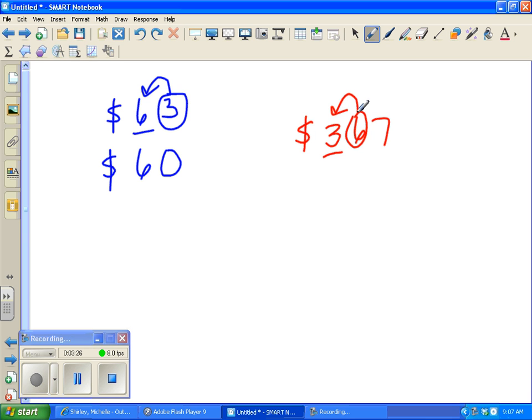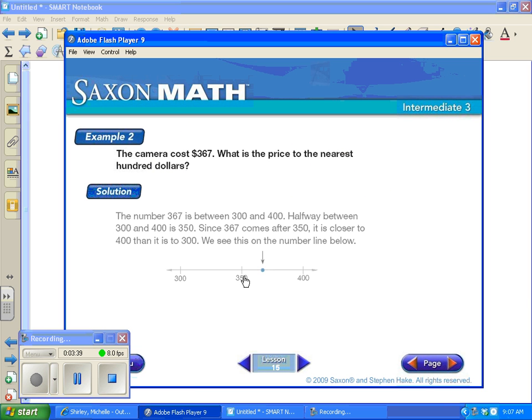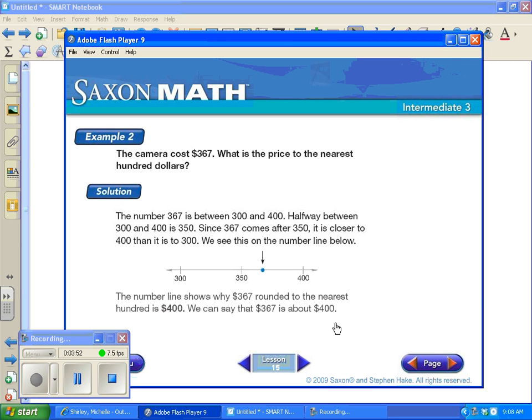If it's 5 or higher, I get to go up. So what do I get to do? Go up to a 4, and everything that drops down becomes zeros. And so rounded, it's 400. Now they're going to show you on a number line. They did between 300 and 400. And when I'm doing number lines, I always like to put the number that's right in the middle on there too. So 350. And you can see that it's closer to 400. Alrighty. So we can say that $367 is about $400.